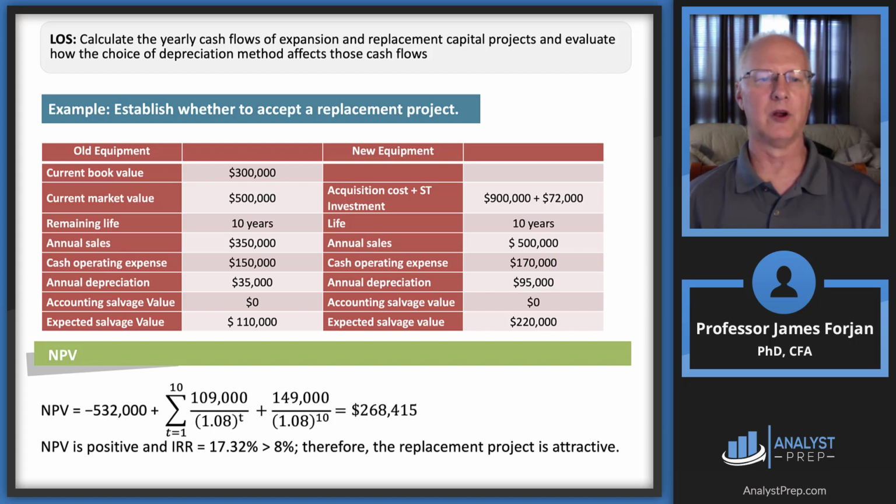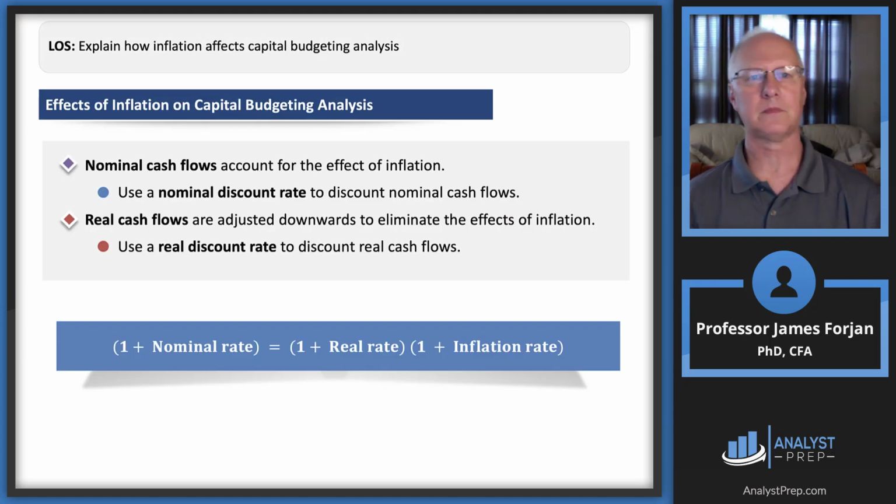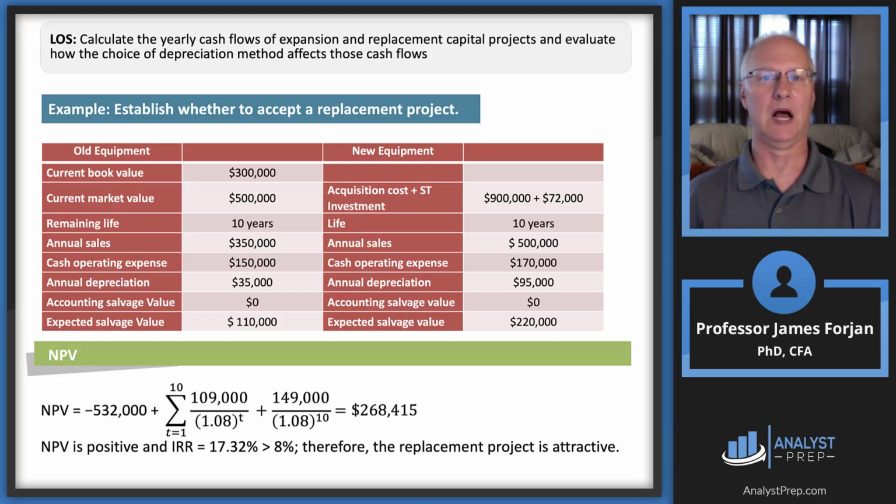What did I say earlier? In that blue box, the weighted average cost of capital was 8. So the IRR is 17, greater than 8. Therefore, we accept this project. Boy, that was a lot for one LOS, wasn't it? But it was worth it.